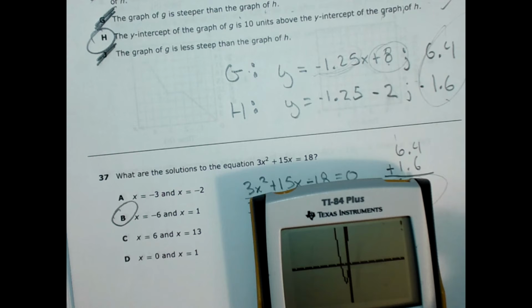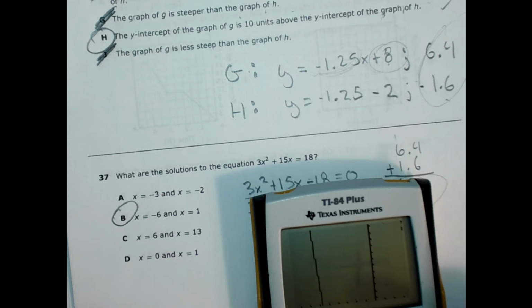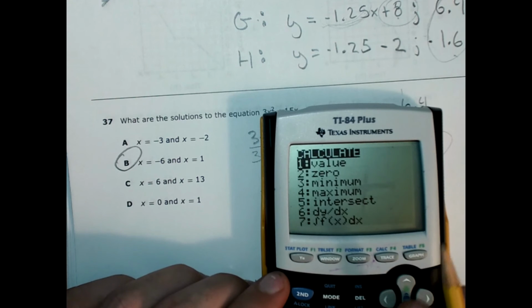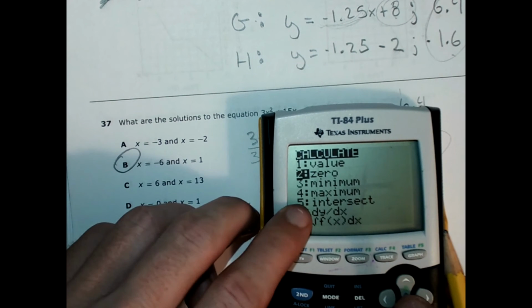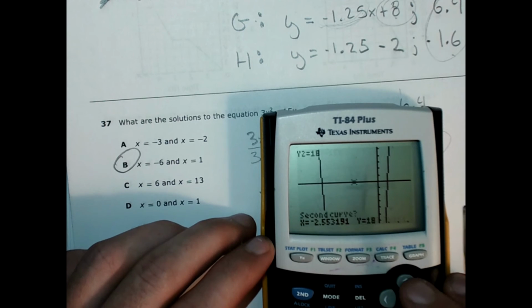There's our quadratic, and there's 18. And now let's zoom box to look at those intersection points. Again, let's use the calculation feature. Second calc. This time we want to know the intersections. First curve, press enter. Second curve, press enter.